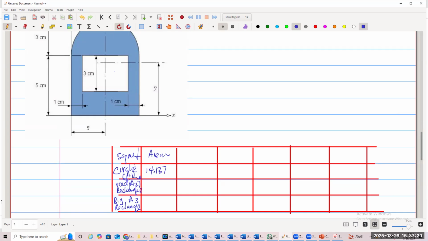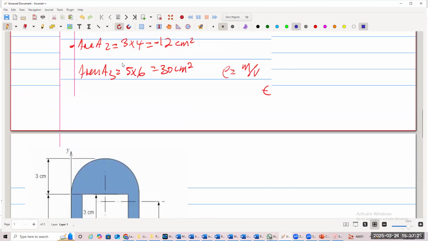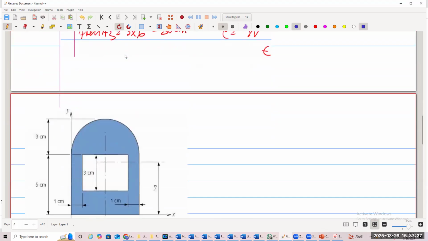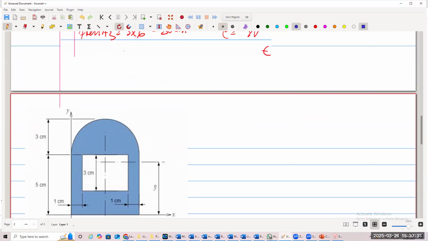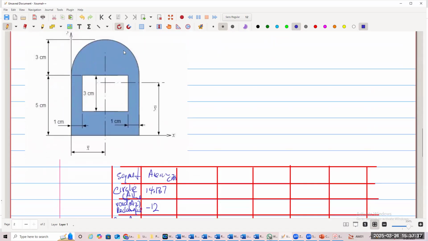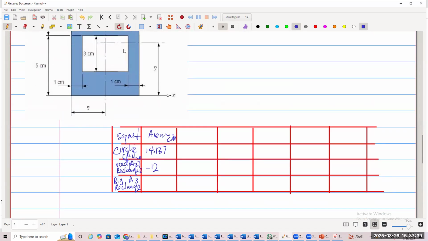14.137. And this is centimeters square. You don't have to do any conversion, so I will only do conversion. Next one is minus 12. Make sure you put in minus 12. All right. And then the last one was what again? 30. So that is nice and good.